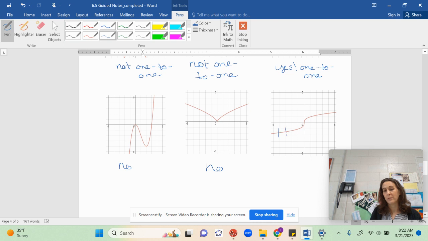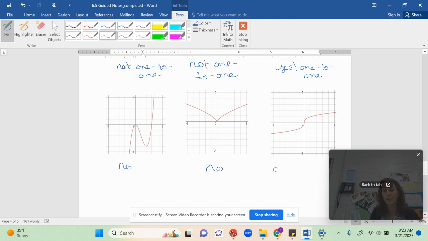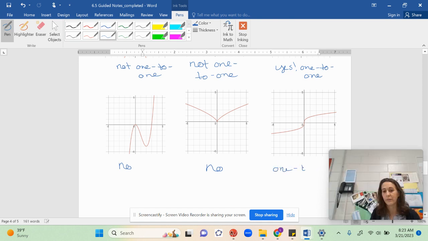Finally, passes the vertical line test. Good. The original graph is the graph of a function. Does it pass the horizontal? It's a little bit tricky to see, but it actually does. It never crosses a horizontal line more than once. It does continue to increase here very slowly, but it will always only cross a horizontal line once. So this is a one-to-one function.